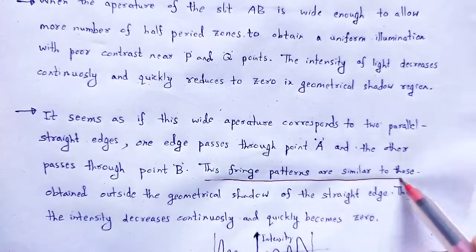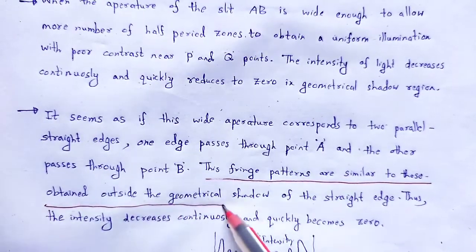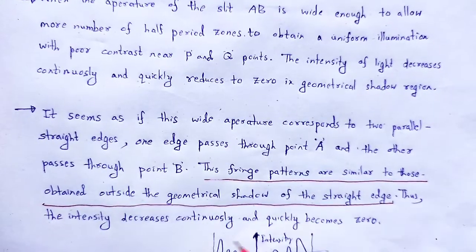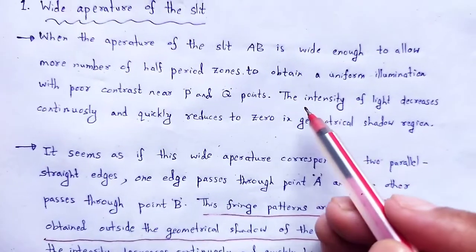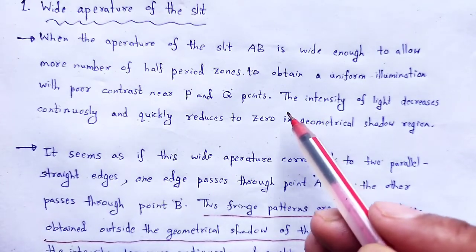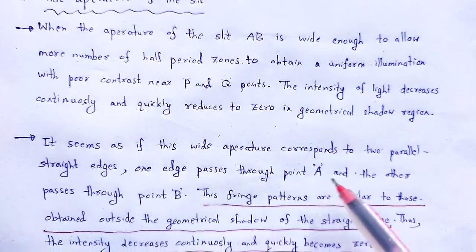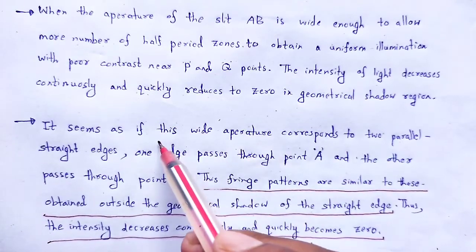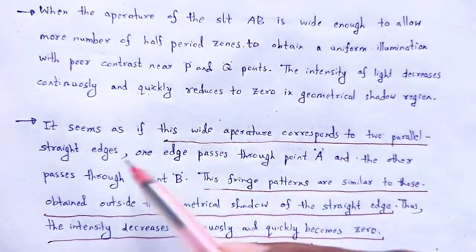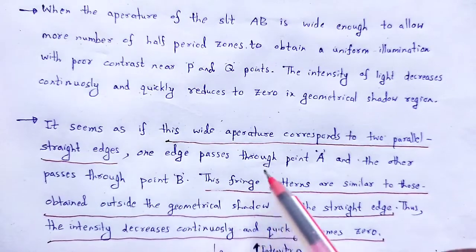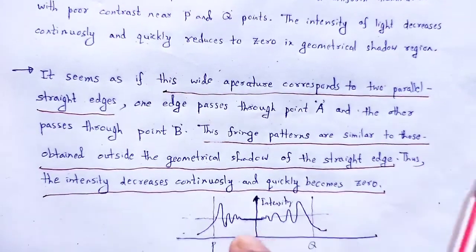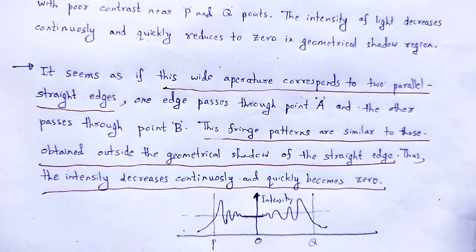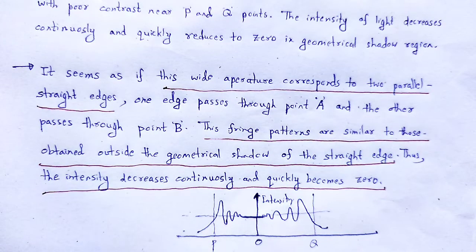Here the fringe patterns outside that of geometrical shadow of that of straight edge, intensity decreases continuously and quickly becomes zero. As the wide aperture corresponds to parallel straight edges, according to that concept of diffraction at straight edge, we obtain the diffraction pattern. Next, another type of slit, that is a narrow aperture of the slit.